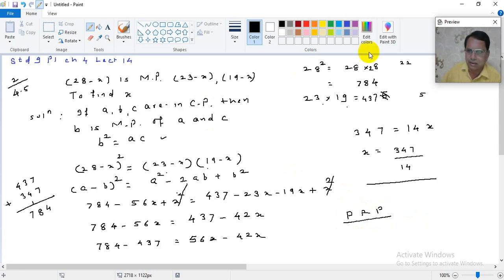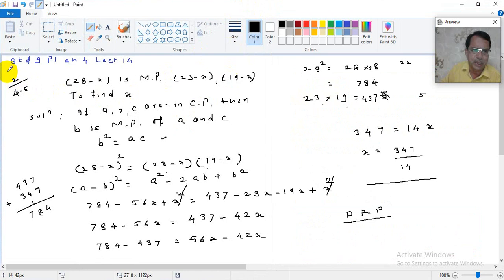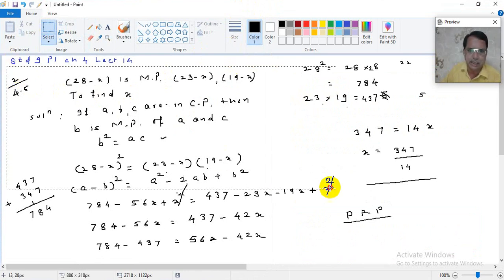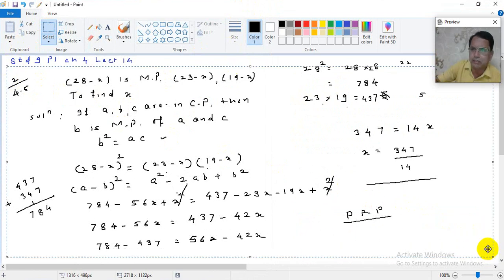तुम्हाला दिलेलं होतं ना, काय दिलेलं होतं बघा, 28 वजा एक्स हा जो नंबर आहे, it is a mean proportional of 23 minus x and 19 minus x. That is why all these things are being done. Okay, so this is the answer to that question. What is the value of x? It is 347/40. So I think it is right. Go through this calculation again. If there is any mistake, you can improve it.